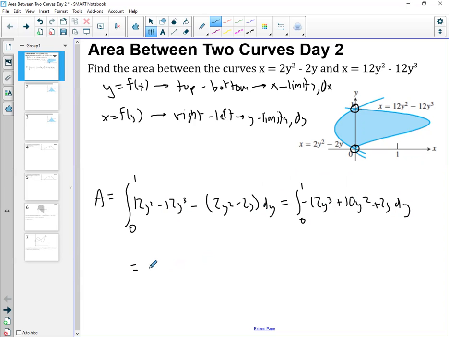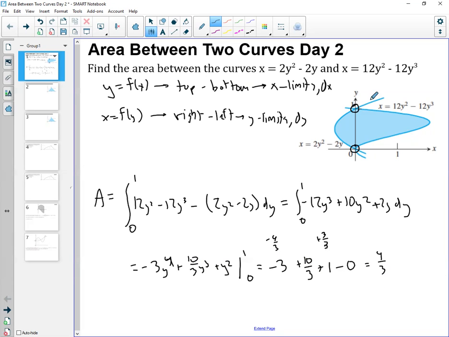So that is, add 1, divide, negative 3y to the fourth plus 10 thirds y cubed plus y squared, running from 1 to 0. This won't be that hard. Negative 3 plus 10 thirds plus 1. And then minus, plug in 0, and for y I get all zeros. So minus 0. So it's negative 9 over 3 plus 10 over 3 plus 3 over 3. That is 4 thirds.